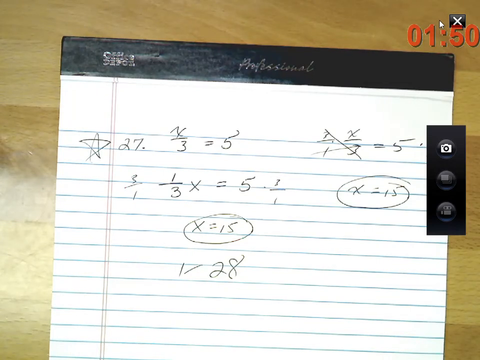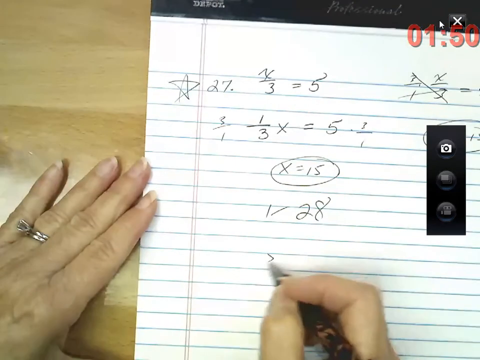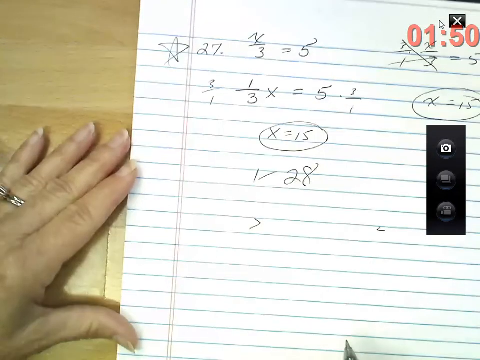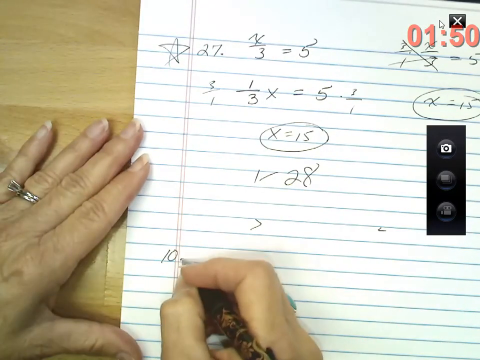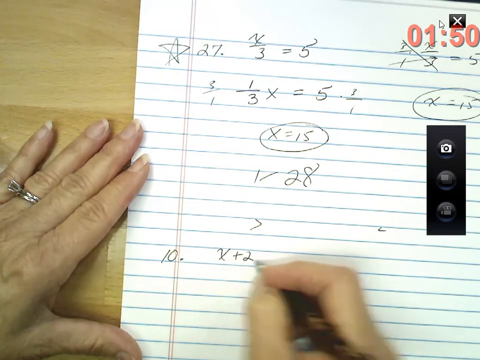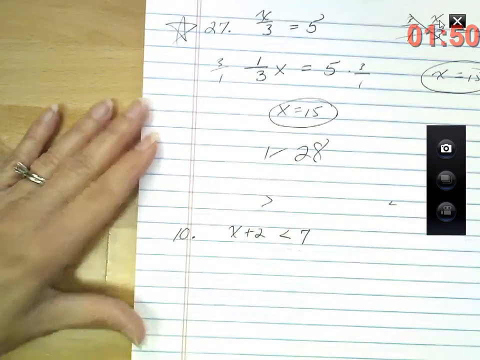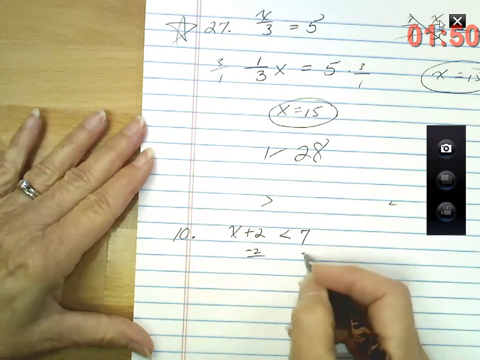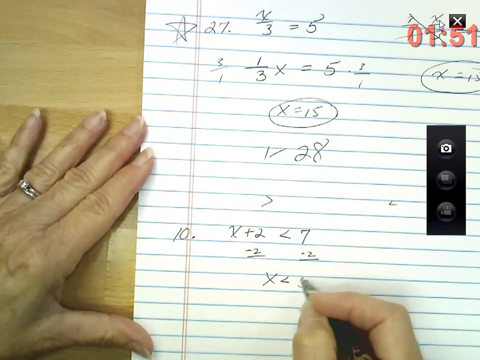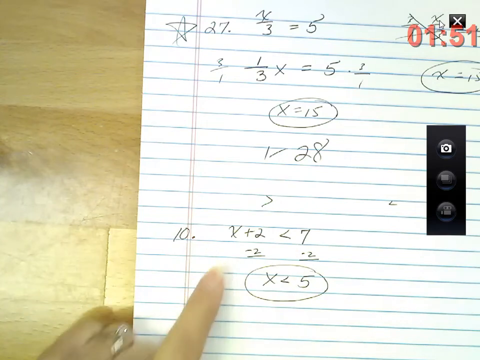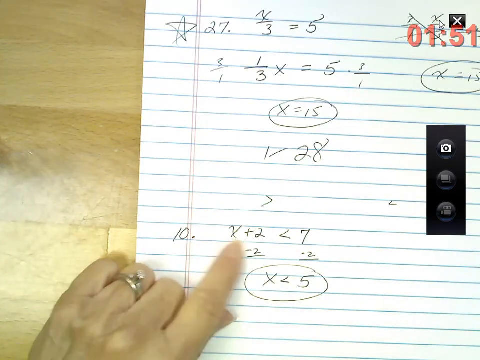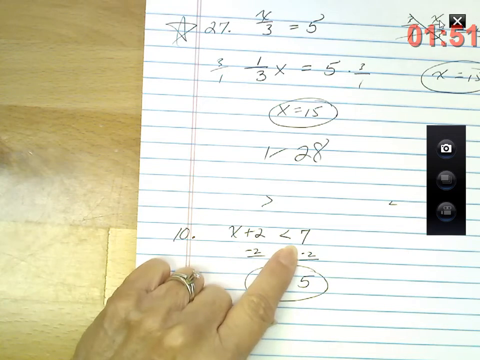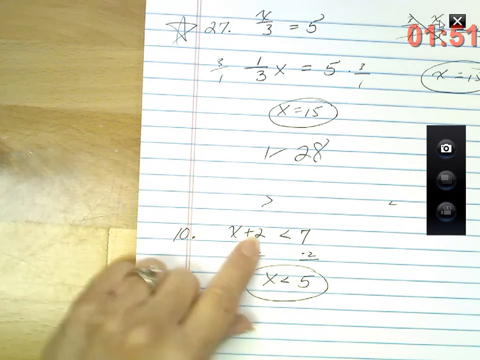There's another thing I forgot to tell you. You've got some greater than or less than symbols in there, like number 10. Number 10 is x plus 2 is less than 7. You work these exactly the same way that you do an equation. You subtract a 2, so x is less than 5. Anything less than 5 would work. If I did a 4, 4 plus 2 is 6, that's less than 7. If I did a 1, 1 plus 2 is 3, 3 is less than 7.